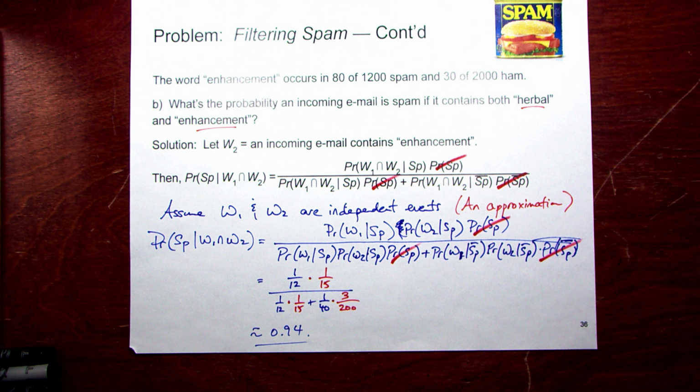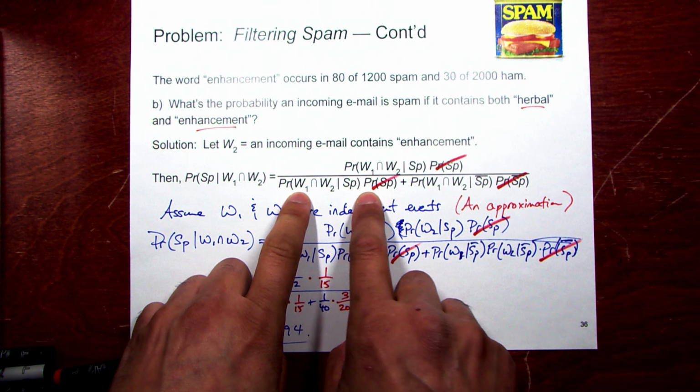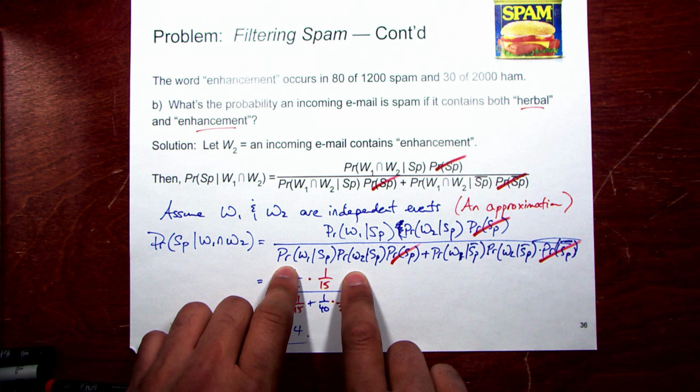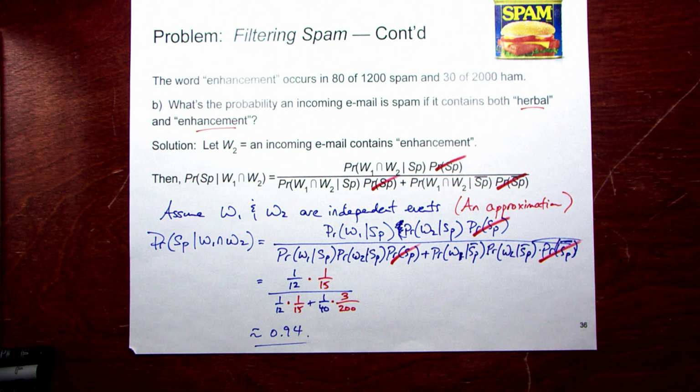Is it a good assumption that they're both independent? They're probably not purely independent, but these numbers here probably match this. It's not too far off. So it is approximate, not exact.